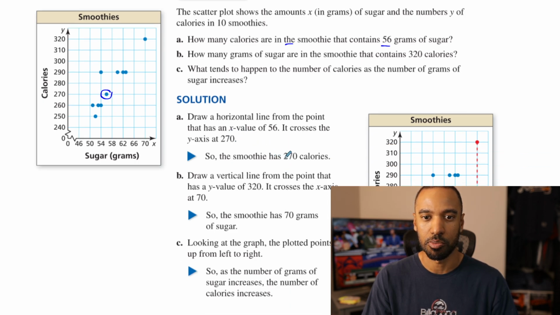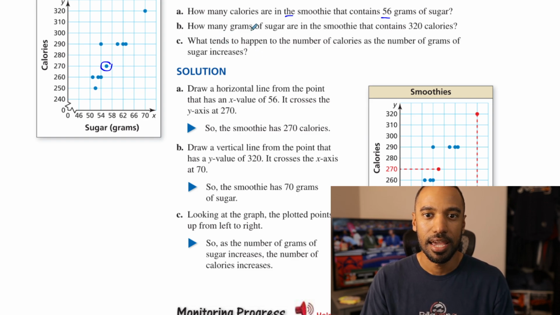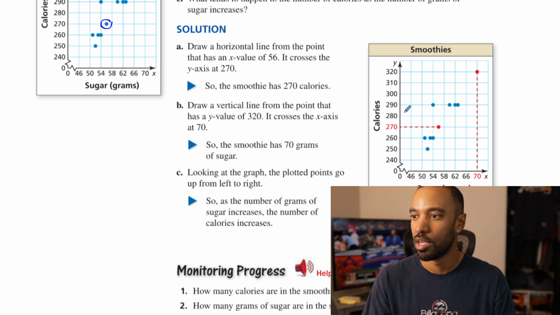So you can see right there, the smoothie is 270 calories. Oh, there are some points right there. I missed it. Part B, how many grams of sugar are in the smoothie that contains 320 calories? So we find the 320 calories one. They're pointing to that one right there, and that's the one with 70 grams of sugar.